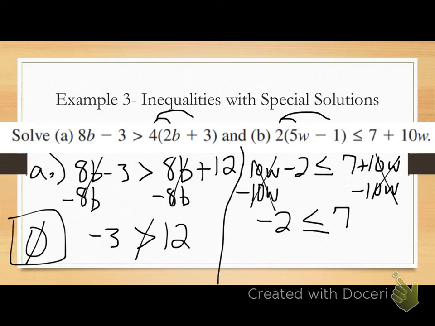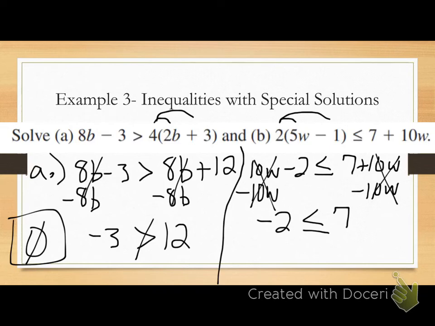It is true. With less than or equal to, it's only got to meet one of these conditions for it to be true. So it must be either less than or it must be equal to. Does negative 2 fit either one of those conditions compared to 7? Yes, it fits the less than portion, so it is a true statement. Does that make sense? Negative 2 is less than or equal to 7. So if I get a true statement, what do you think I need to put?